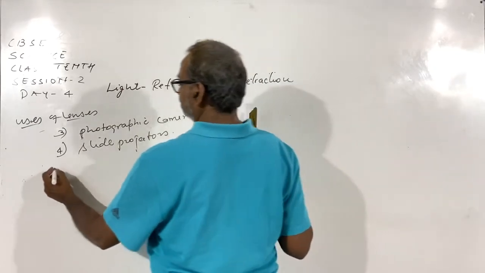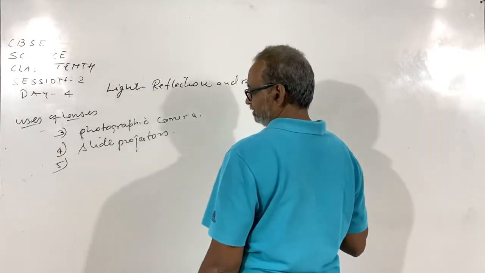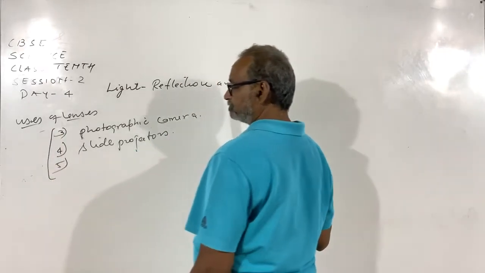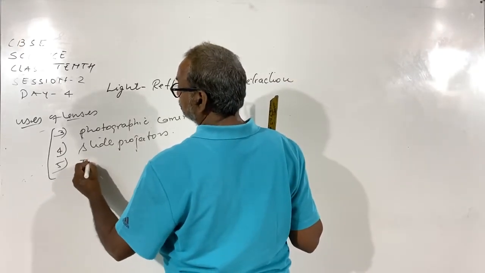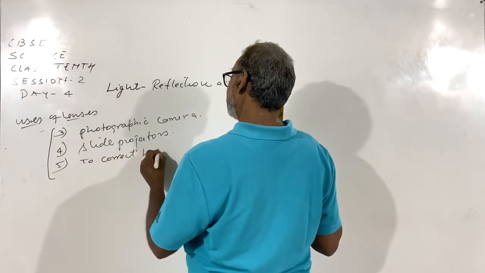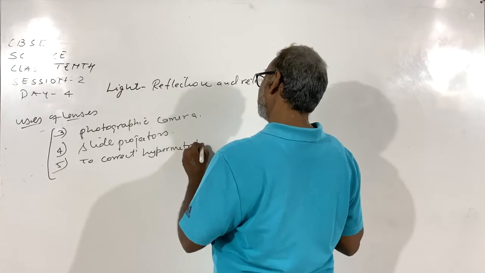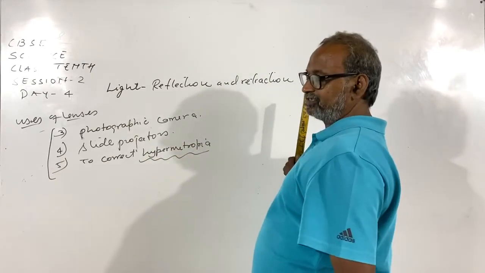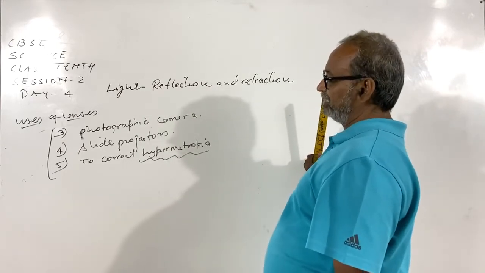A convex lens is also used to correct a defect of the eye which is called hypermetropia. This is the defect of eye in which a person can see distant objects distinctly but is unable to see nearby objects.